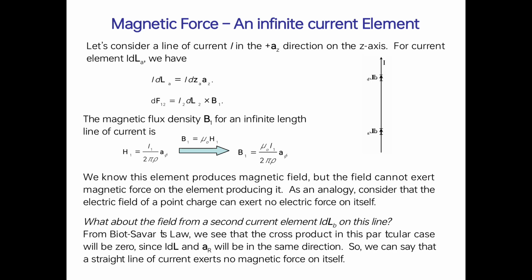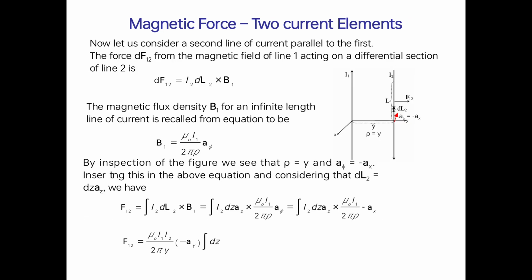What about the field from a second current element IdL_B on this line? From the Biot-Savart law, we see that the cross product in this particular case will be 0, since IdL and a_R will be in the same direction. So we can say that a straight line of current exerts no magnetic force on itself. Magnetic force of two current elements.